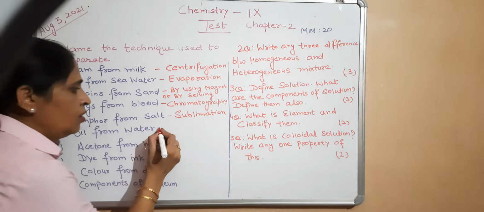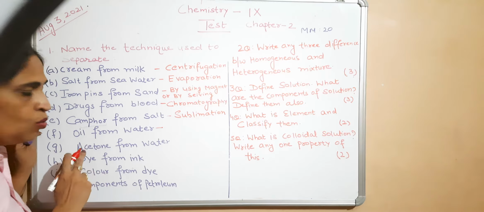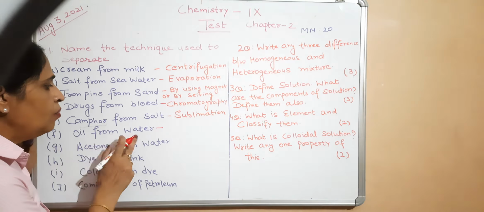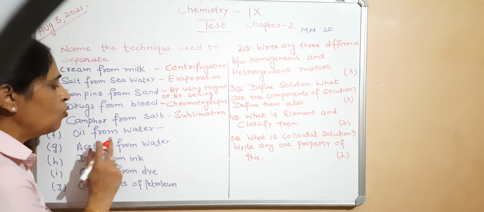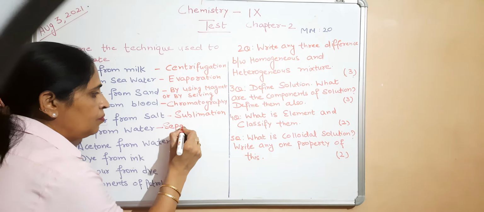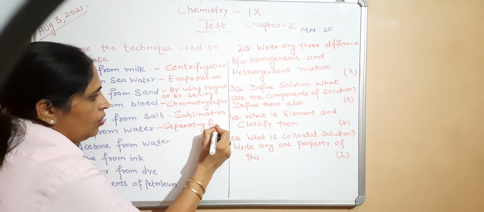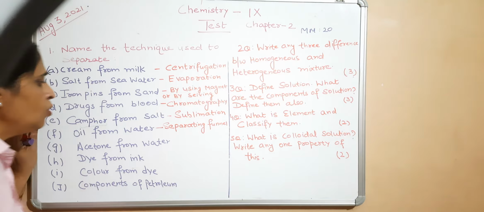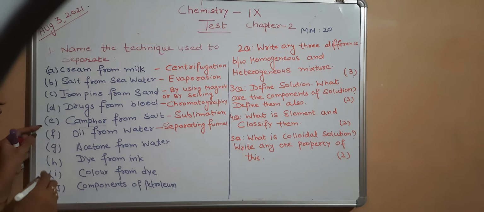Oil from water. These are immiscible liquids, and immiscible liquids means they do not dissolve in each other. Water and oil do not dissolve in each other. Then which method is used to separate oil from water? That is the separating funnel. Oil will settle at the top and the water will be at the bottom, and by using the separating funnel we will separate water from oil.